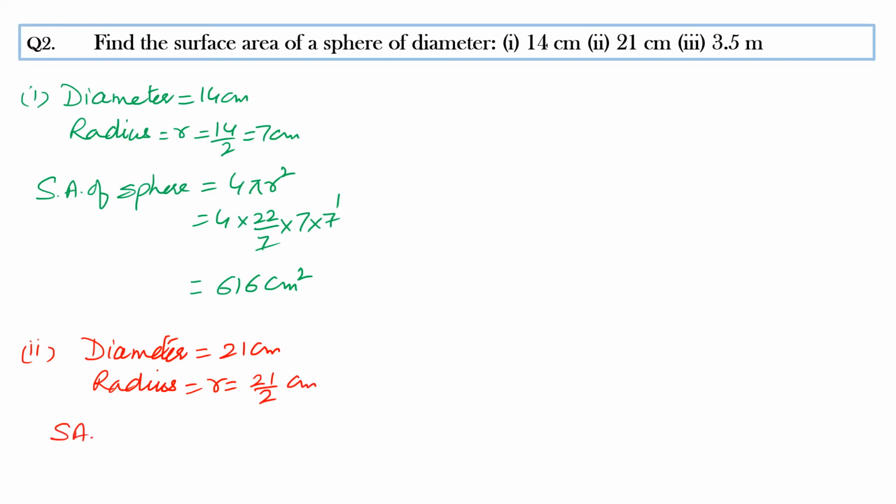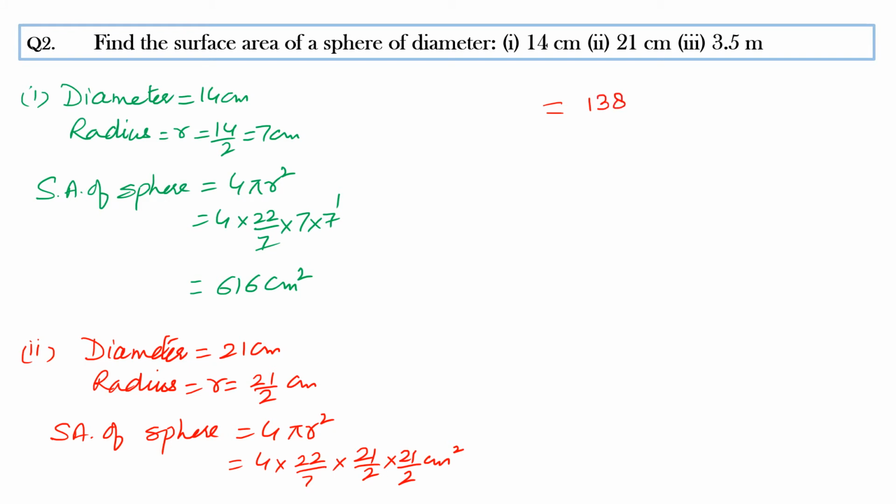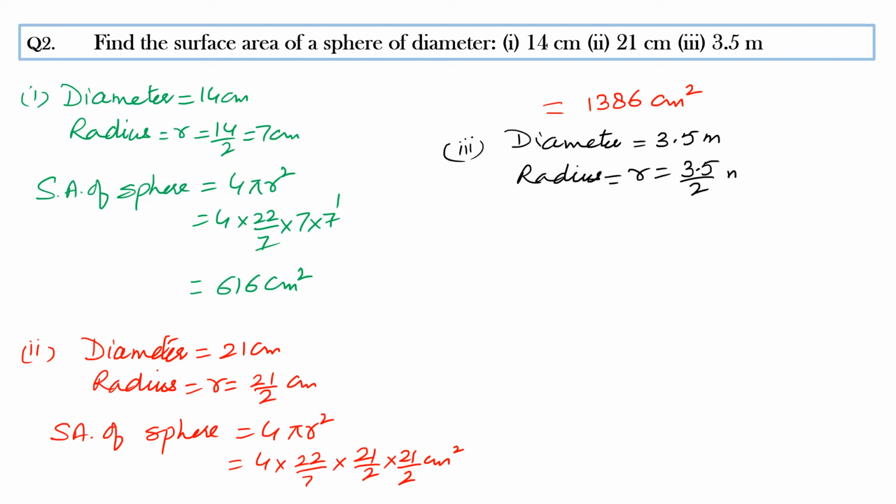So surface area of sphere will be 4 pi r square, which is 4 into 22 by 7 into r square, that is 21 by 2 into 21 by 2 centimeter square. And on simplifying this, we'll get the answer as 1386 centimeter square. Same way now we'll do the third part. In third part, diameter is 3.5 meters. So radius will be half of this. So radius r equal to 3.5 by 2 meters.